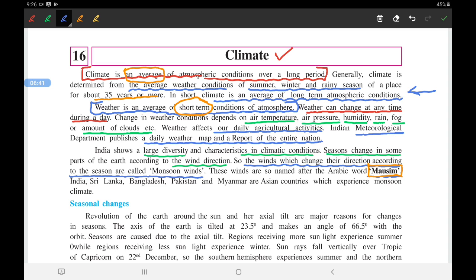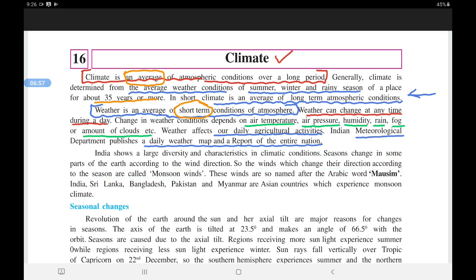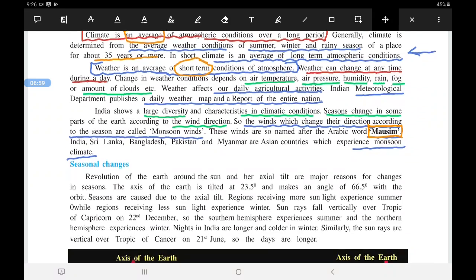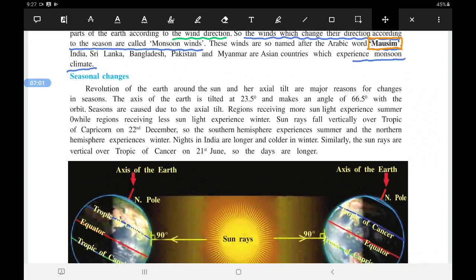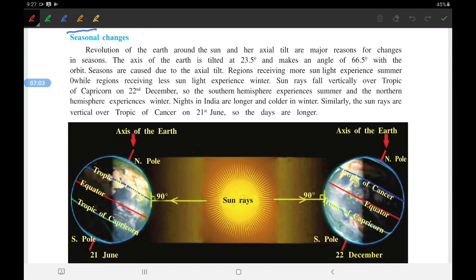India, Sri Lanka, Bangladesh, Pakistan, Myanmar are Asian countries which experience a monsoonal climate. So you can say in India there is basically the monsoonal climate that is experienced on an average, right? Now the season change. Let us see what is the seasonal change.